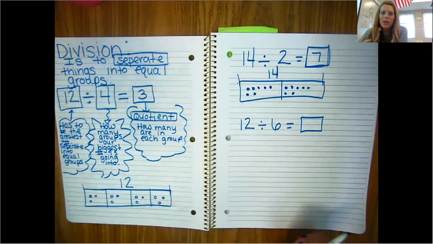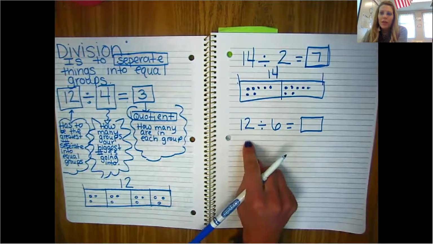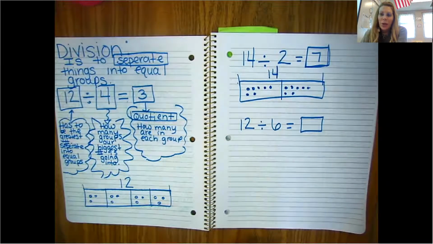So I want you to pause me right now, and I want you to make your bar graph diagram. I want you to divide 12 into how many equal groups? I'm not going to tell you yet. And what do you get for your quotient? Pause me, and when you're ready, we'll check our work together.